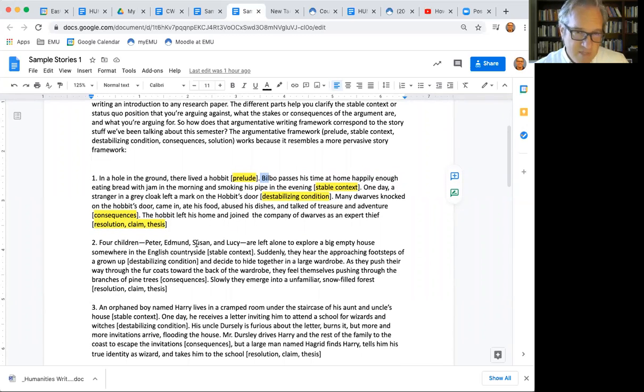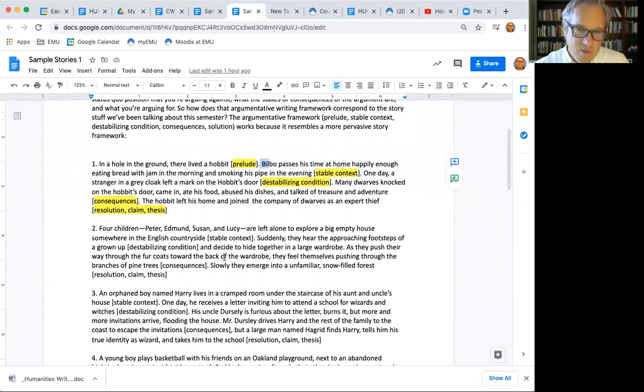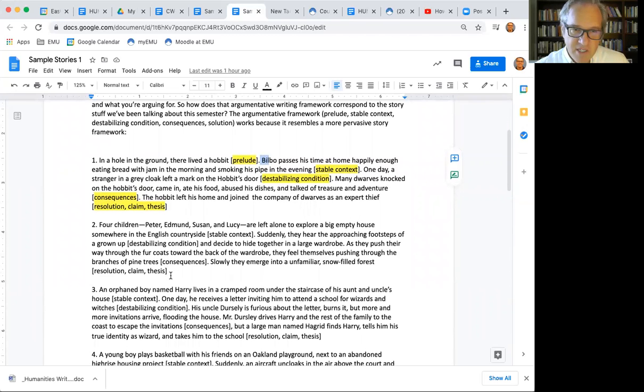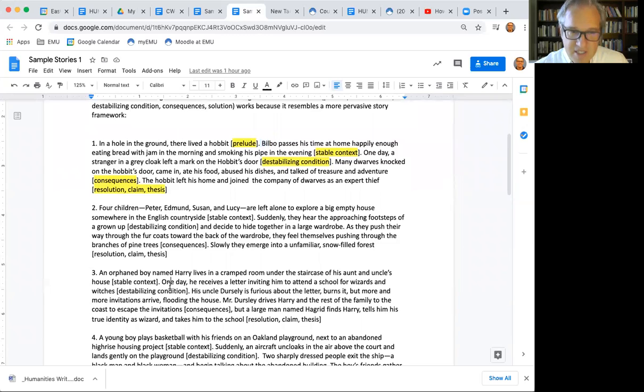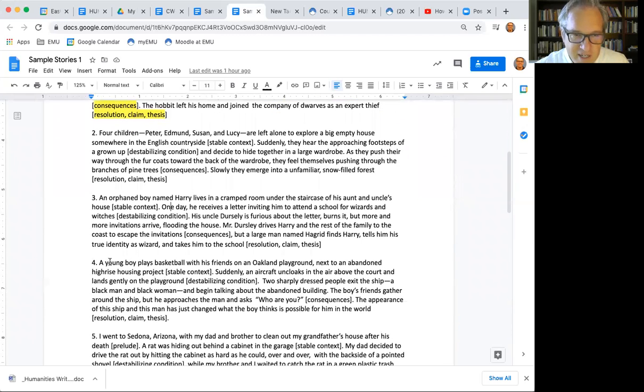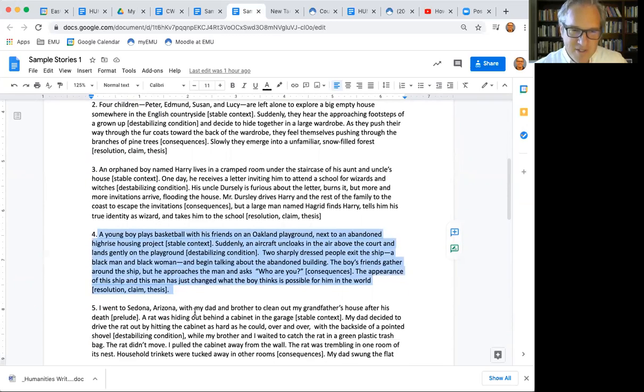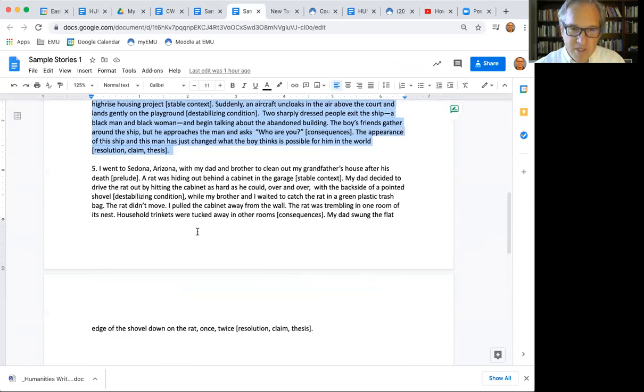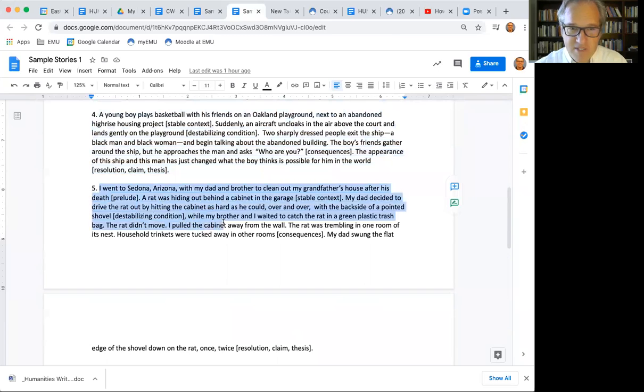Okay, and then I've given some other examples here, which you're welcome to read. Here's one, Peter, Edmund, Susan, and Lucy, where I quickly summarize the beginning of the Chronicles of Narnia. A Harry Potter example, an example from Black Panther, the end of Black Panther. And then this is a personal story of going to visit my grandfather's house after he passed away with my dad and my brother.